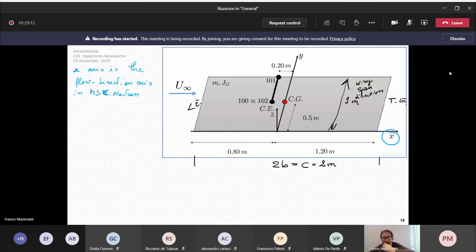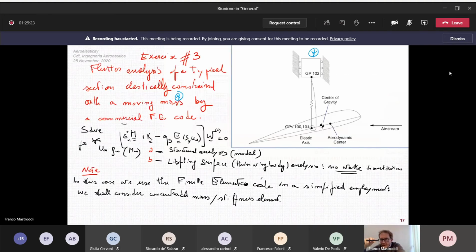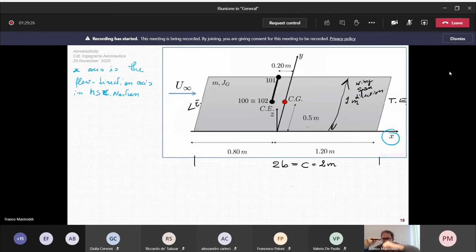So 100 and 102, the fuselage, are superimposed in the undeformed configuration. Then the stick 100 and 101, representing the wing, moves up and down, and this is the fuselage. Okay, this is the situation for representing a 3D model as a 2D model.